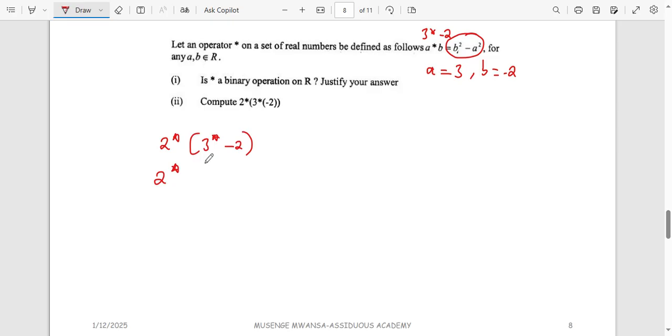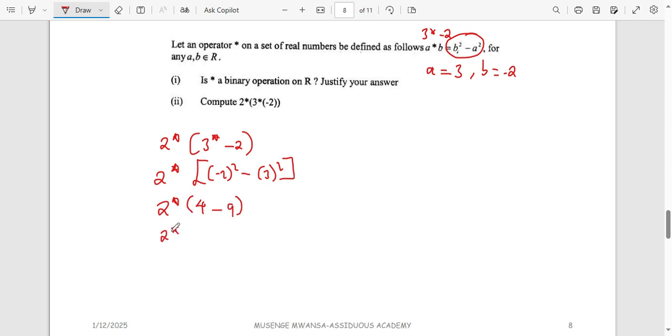Where there is A, put, where there is B, put a negative 2. So that will be negative 2 squared. Minus where there is A, put 3. That will be 3 squared, like that. So this is going to be 2 star. Negative 2 squared is a 4 minus 9.